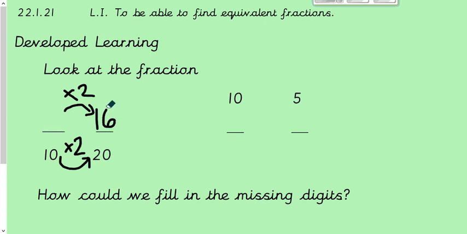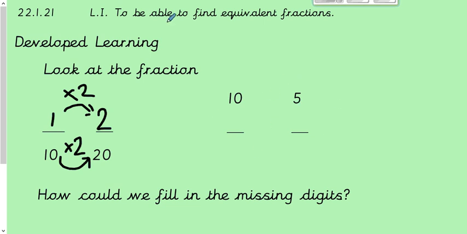I could have put in 1. 1 times 2 is 2. And it's the same process, okay? Whatever you put in here, you just have to make sure you times it by 2 because the denominator's been times by 2. All right? Now, if you feel confident, have a go at this one on your own. If you're not too sure, then we'll go through it together.